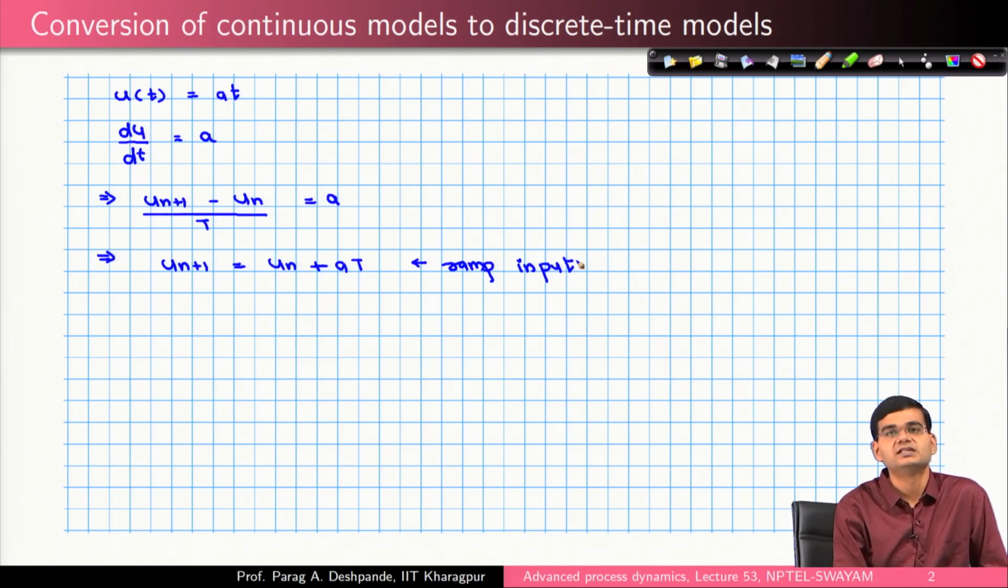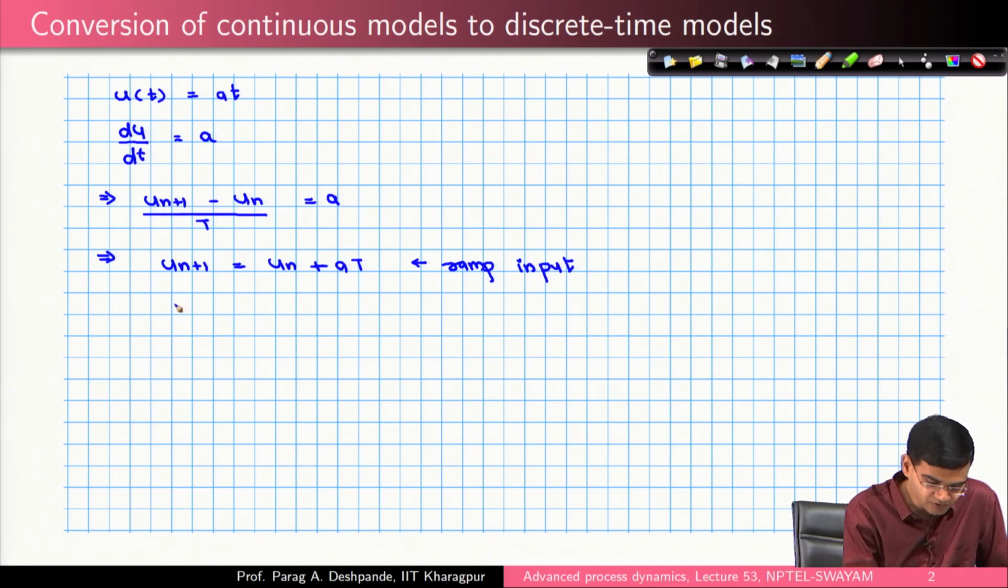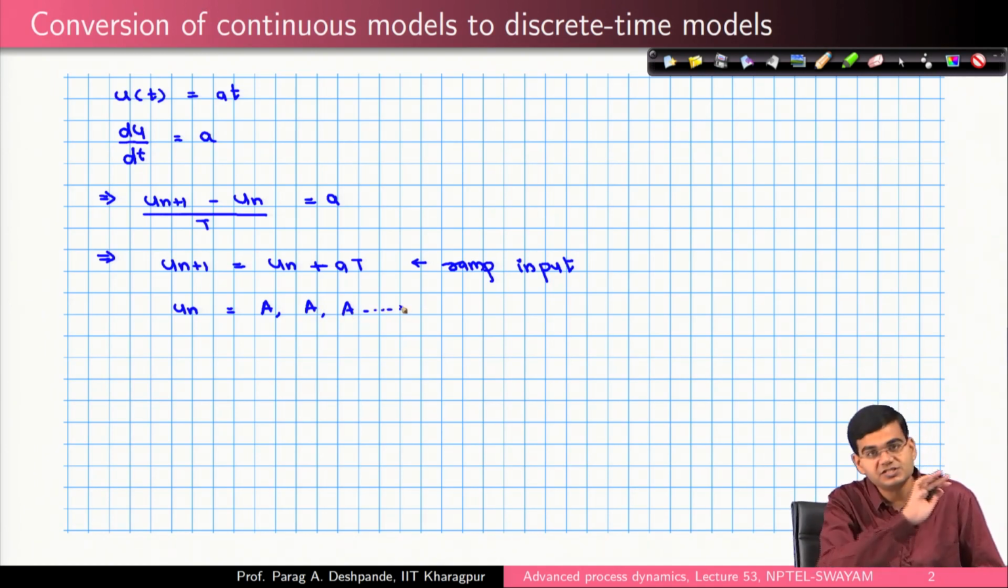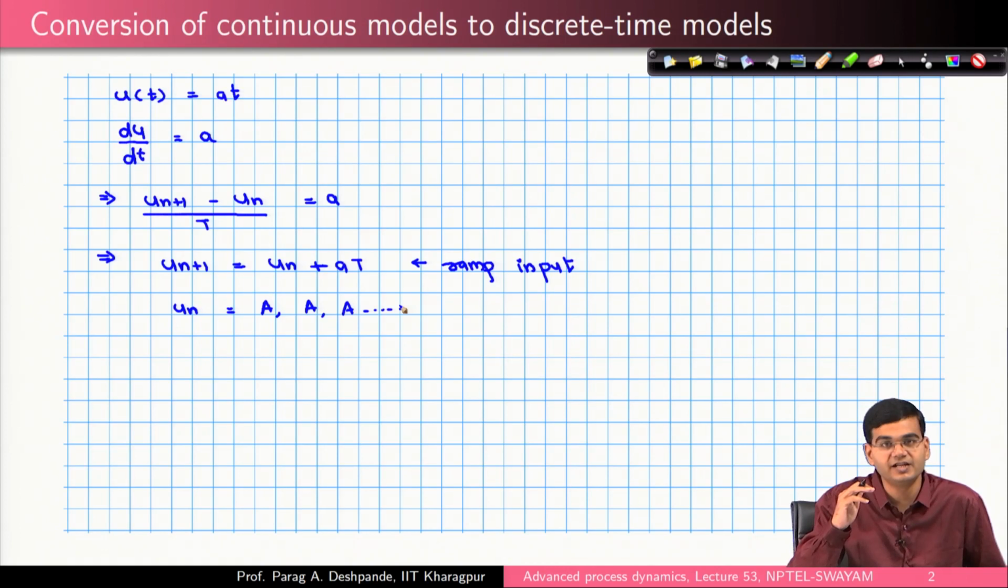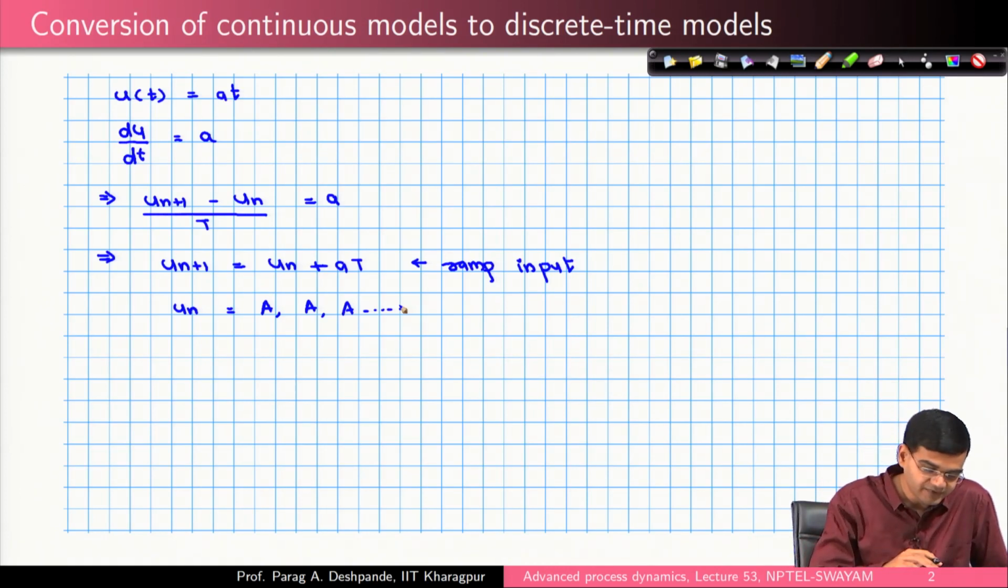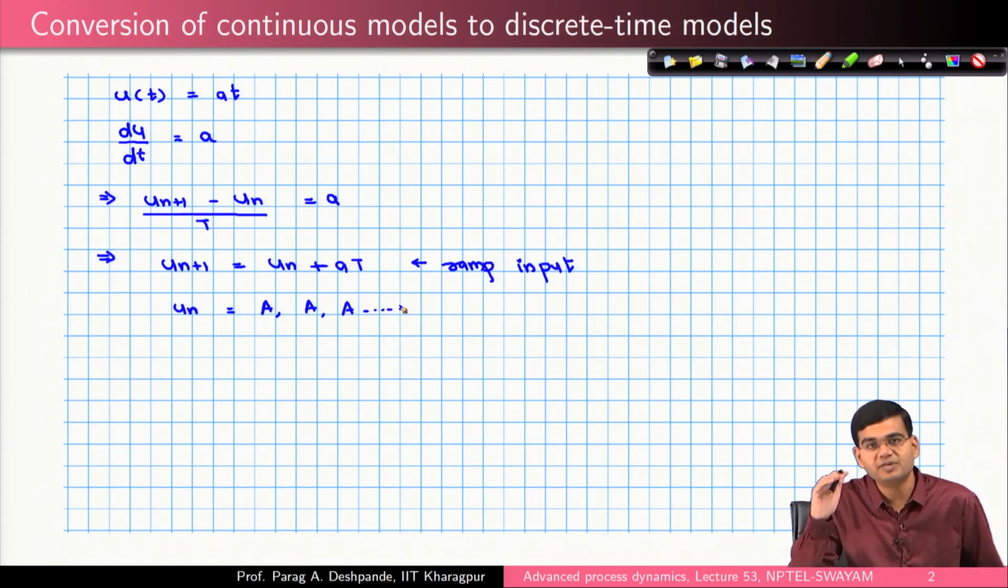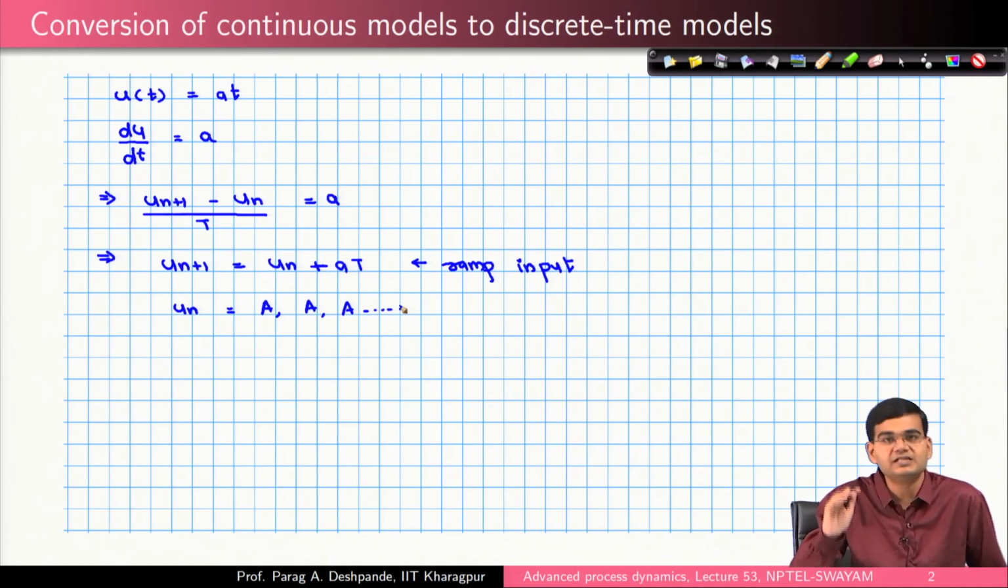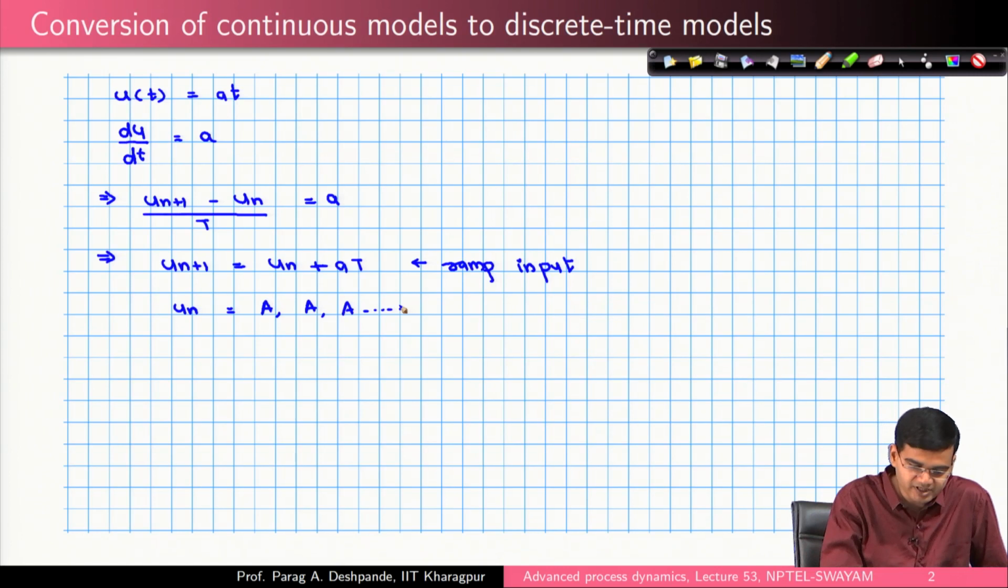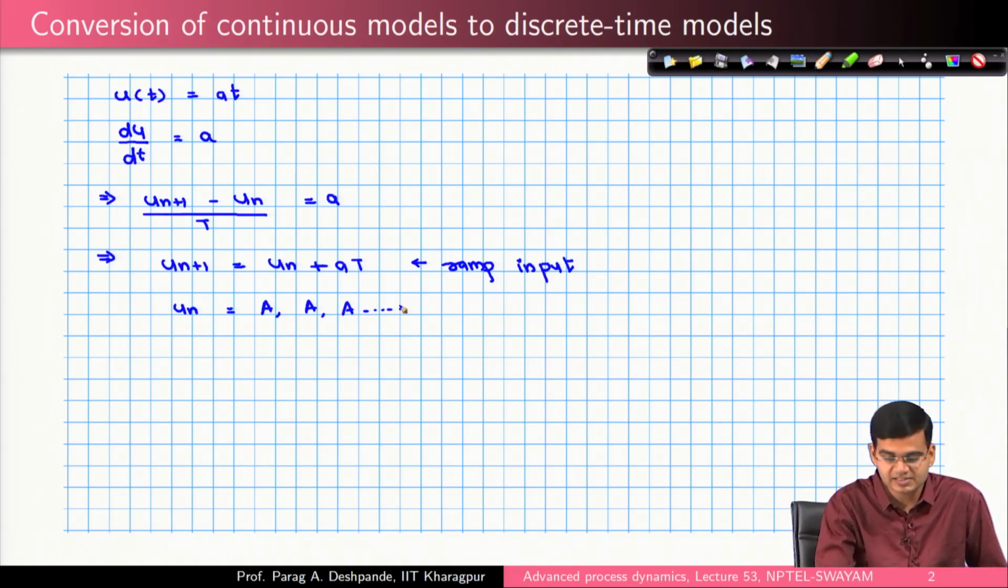What was the step input? The step input was u n is equal to a, and so on. It was just a constant value for every n, right. Now, for ramp input, u n plus 1 is equal to u n plus a times T, where a is the gradient. So, now what we can do is we can plug in this formula in the previous analysis.